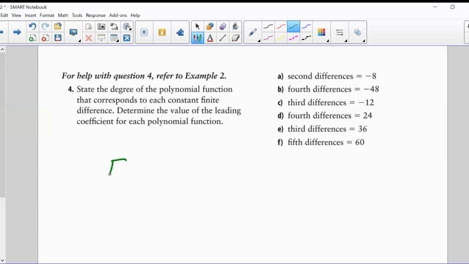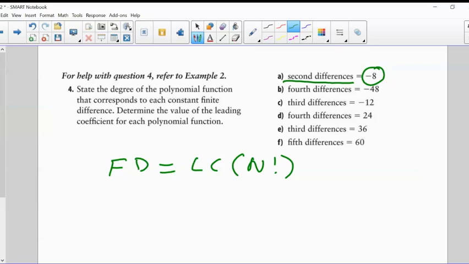The FD is equal to the LC times n factorial. Okay? They're saying the second differences are the ones that are constant, and they're telling you that the FD is minus 8.